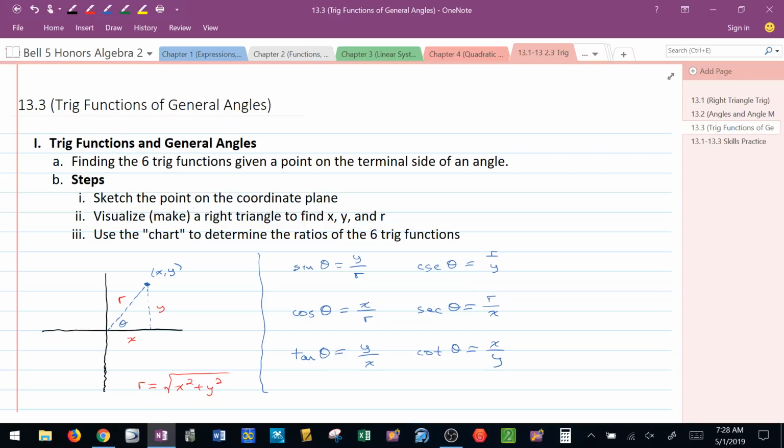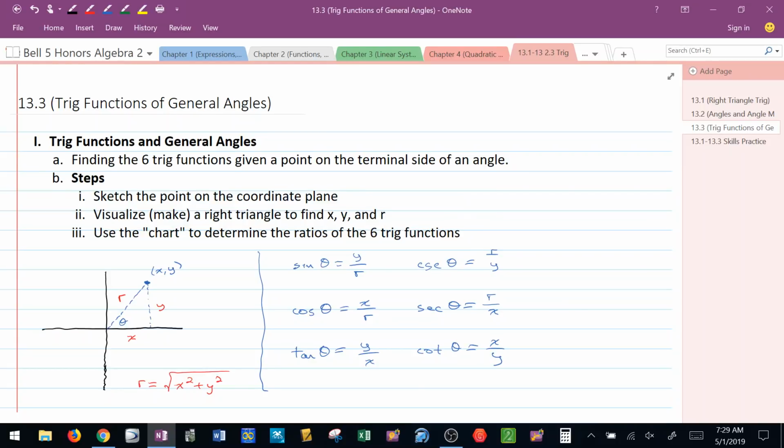What this means is we're trying to find the 6 trig functions given a point on the terminal side of an angle. The terminal side, remember, is the side of the angle where theta finishes, and we're going to be given a point on that side. So how we do it: the first thing is to sketch the point on the coordinate plane. Then we visualize, or I prefer to actually make, a right triangle. We're going to find X, Y, and R. R stands for the radius. And then we use the chart to determine the ratios of the 6 trig functions.